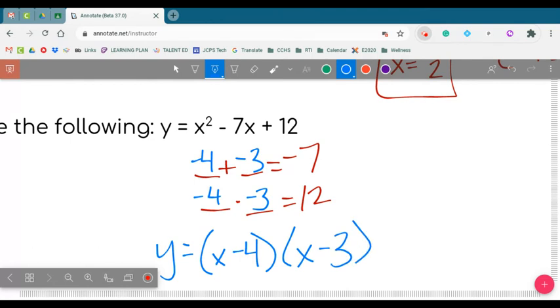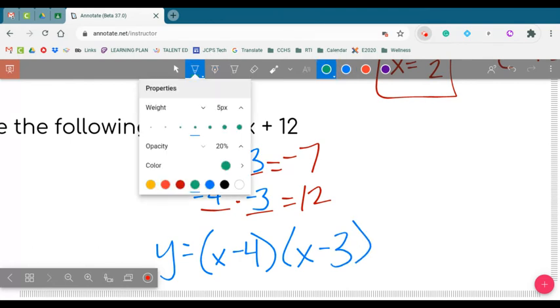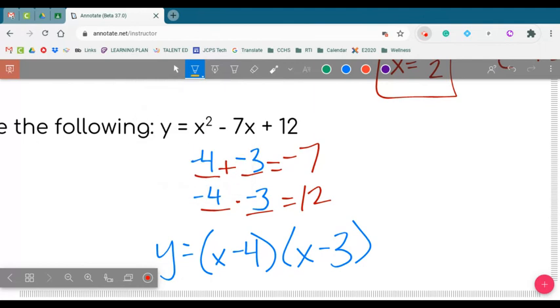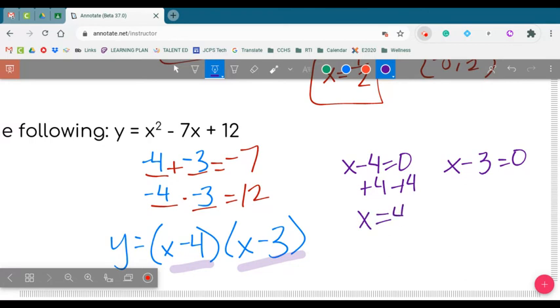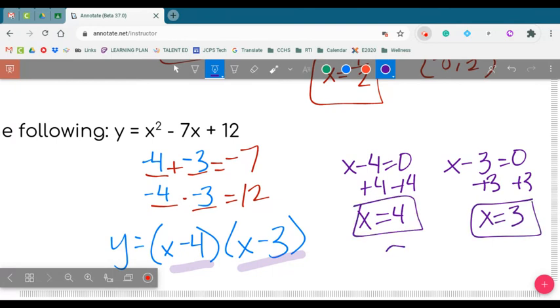Now I have my two parentheses, so I'm going to take each of those and set it equal to 0. So I'm going to have x minus 4 equals 0, x minus 3 equals 0. Add 4, x equals 4. Add 3, x equals 3. So those are my two solutions. We have to write them out as a solution set: 3, 4.